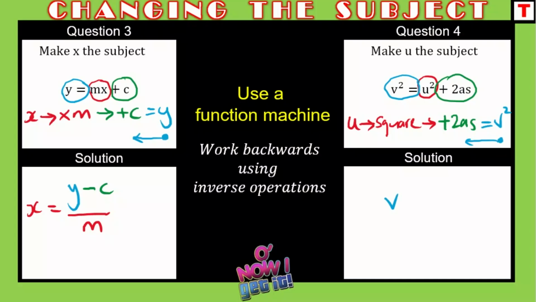So now we have v squared. We're going to be doing the inverse of adding 2as, which is to take away 2as. And then we're doing the inverse of squaring. Inverse of squaring is to take the square root. So we're going to be taking the square root of everything there, making sure that we cover everything that we have there under the square root. And this would give us the value of u. So now we would have made u the subject. So well done if you got this answer for your working out.